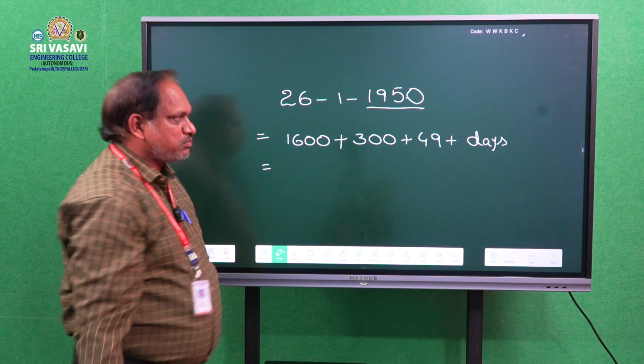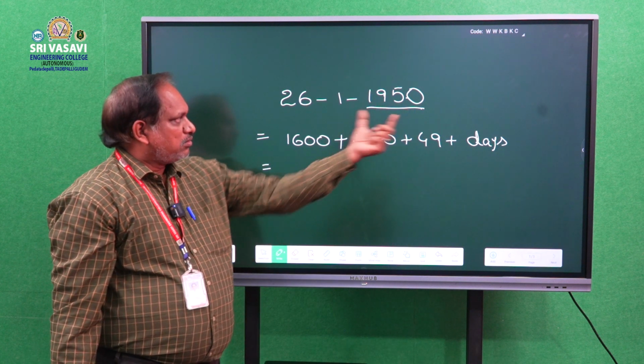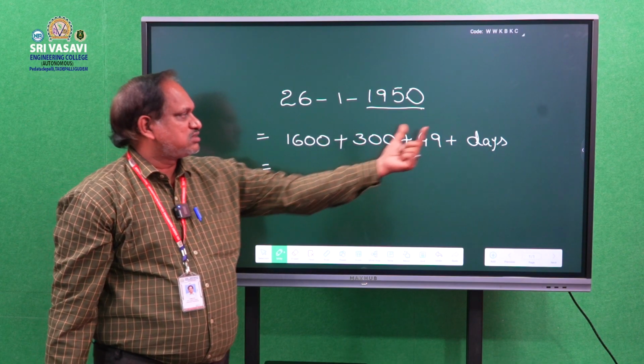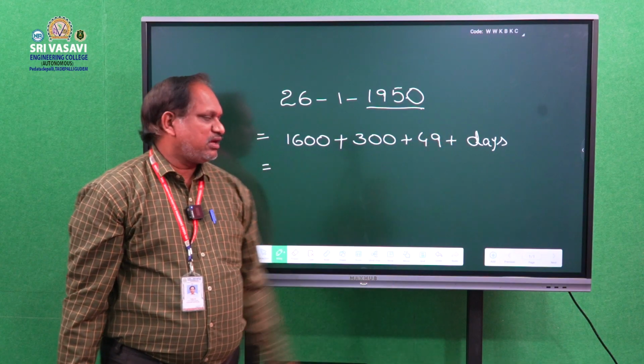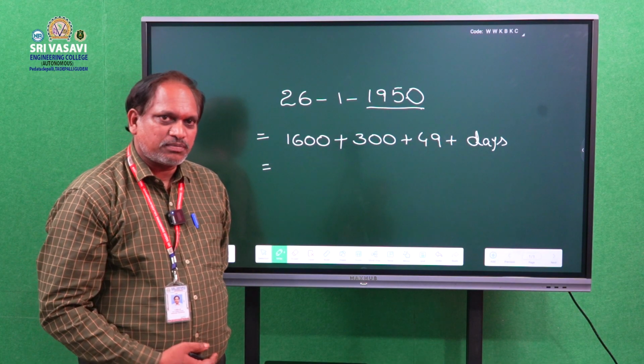So this is very simple. First step, concentration only on the year, dividing into the number of 400s, remaining centuries, remaining years, remaining days. Now identification of odd days is the next step.